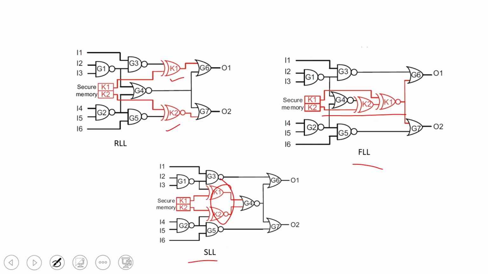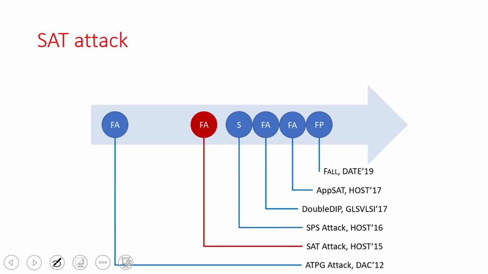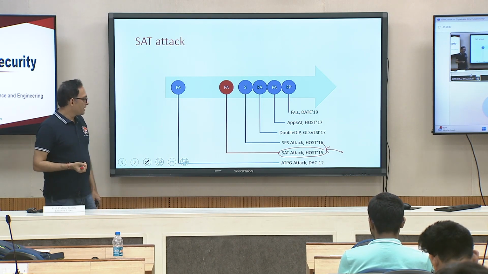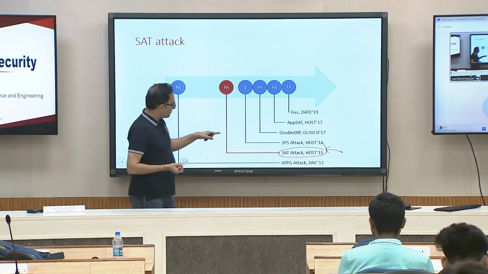There are a few more techniques, but as I mentioned, all these techniques were broken when the SAT attack was proposed in 2015. As I mentioned, the first logic locking came around 2011, and then there are a few more, like strong logic locking, FLL, mux based logic, LUT based locking. Those came, but then this SAT attack came in 2015, and it showed that no matter what logic locking you do, whether it is strong logic locking, FLL, or RLL, I can break them in minutes. That is the motivation of this SAT attack.